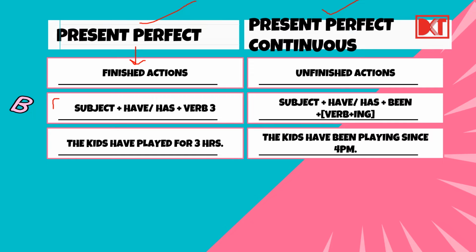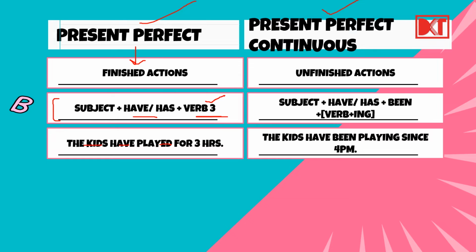So how is it formed? The subject, the kids, and have or has as per the subject, have, and verb 3, V3, played. Whatever V1, V2, V3, we are going to do it in the end. Just letting you know that V3 form is the past participle form. The kids have played for 3 hours.